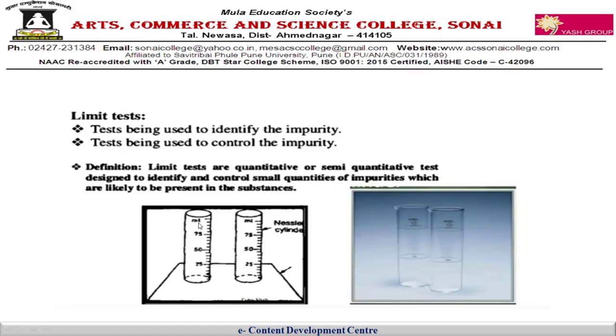So, these limit tests are performed by using the apparatus Nessler cylinder. This figure is the Nessler cylinder. So this photo is the Nessler cylinder.